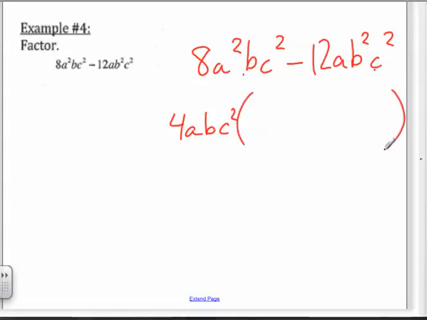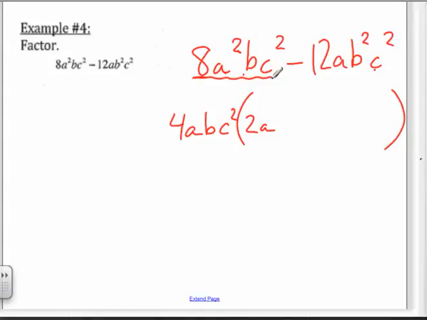Then I put my parentheses, and I say, okay, 4 times what gives me 8? 4 times 2. A times what gives me a squared? A. B times what gives me b? Oh, nothing. I don't want to put another b in there because then that would give me b squared, so I just leave out a b. And then c squared times what gives me c squared? Same thing, I don't want to put another c in there, right? It's really just 1 there, but I don't need to write that in, okay? So I just leave that blank. So 4abc squared times 2a gives me this first term.